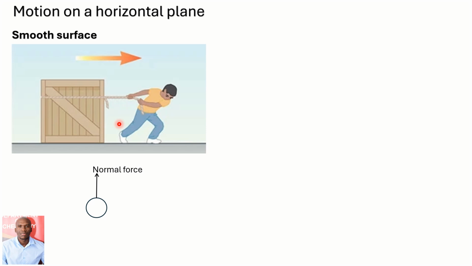Some may prefer to write Fn like this. Some may even write capital letter N, still one and the same thing. Another force is the gravitational force. Some people may even write it as Fg like this. The other force is the applied force. One can even write it like this, Fa.